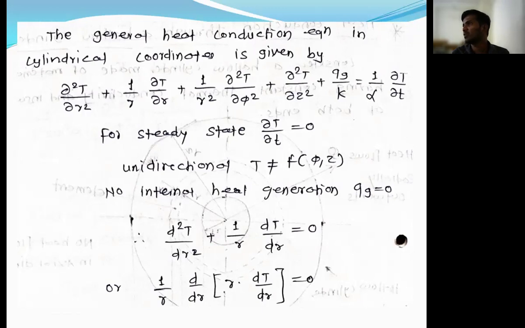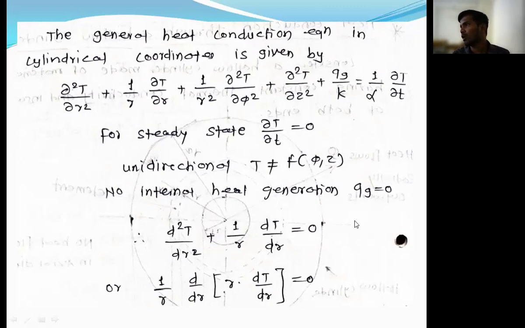So that's why the heat transfer takes place in the radial direction. Okay, so these are the assumptions. For steady state, dou T by dou t is equal to 0. Unidirectional, what is the meaning of unidirectional? Temperature is a function of only R, that is temperature is not a function of phi and Z, and there is no internal heat generation, means Qg is equal to 0.